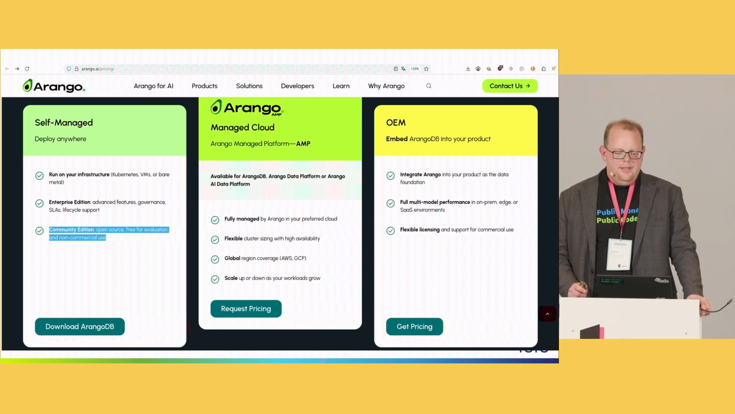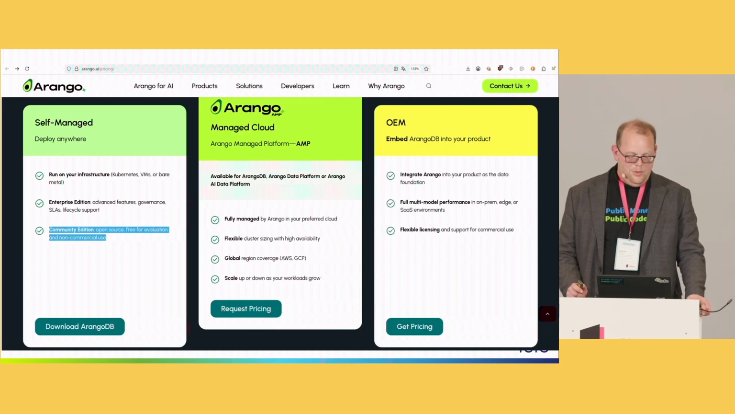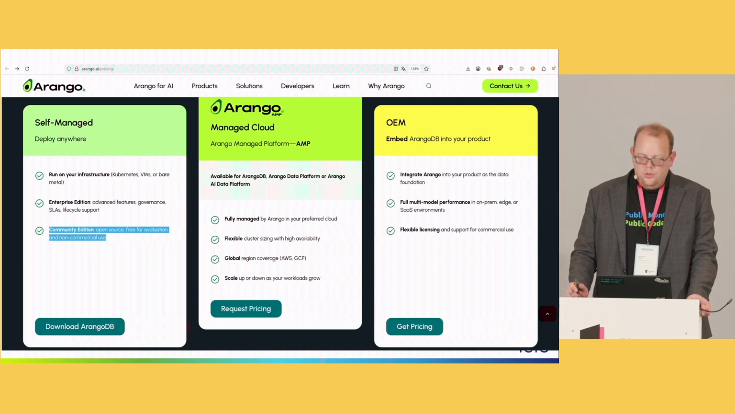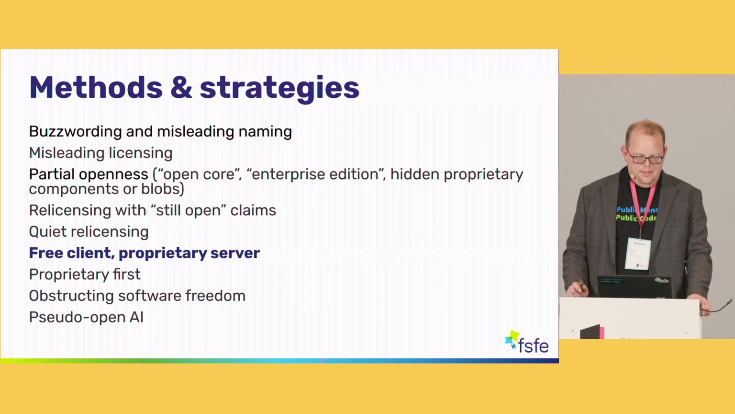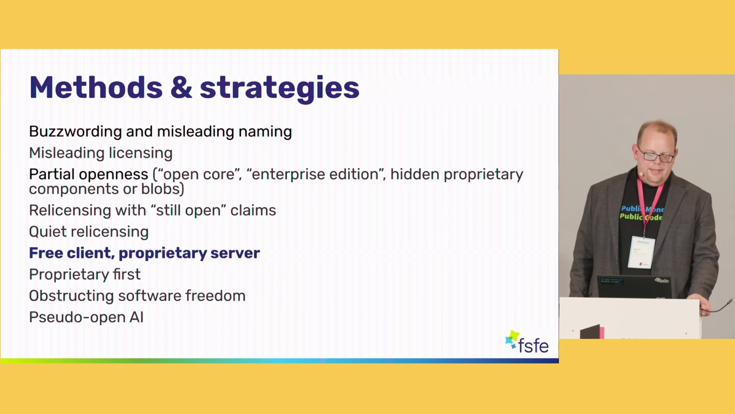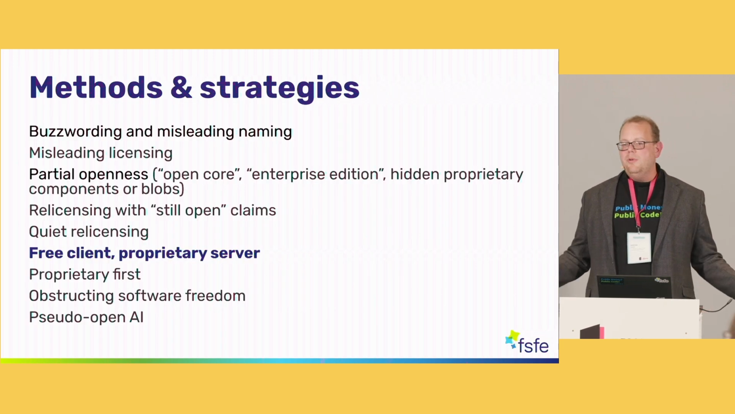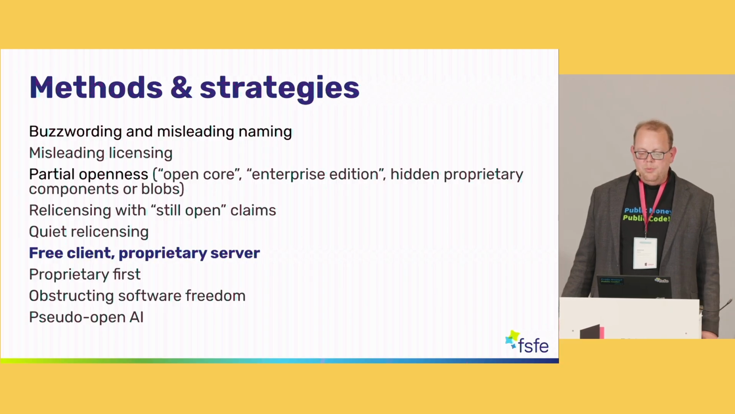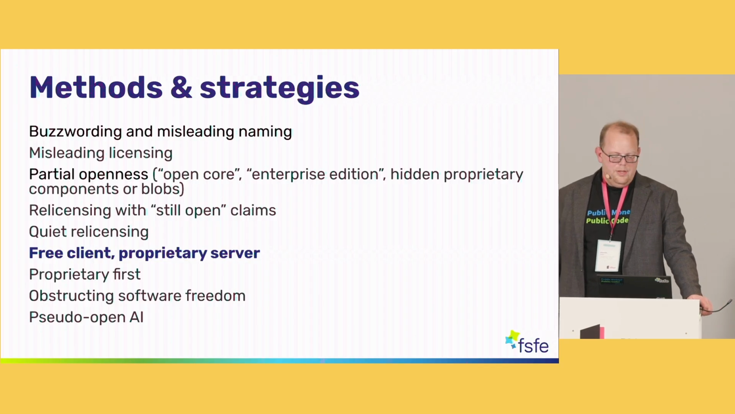If you now look at the Arango website today, I have to hurry up, you will of course see that there is a community edition, open source, free for evaluation and non-commercial use. So it's proprietary, it's open washing. You find things like quiet relicensing, so not being verbose about it, just doing it, hoping no one notices. And free client, proprietary server, like Telegram is an example for that, where the free software depends on the proprietary server backend.